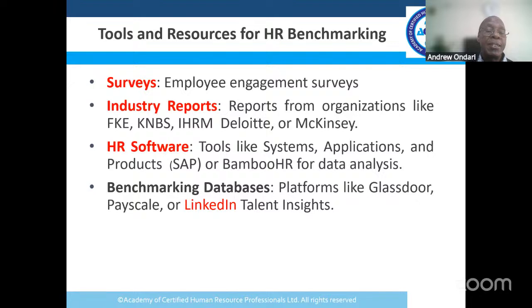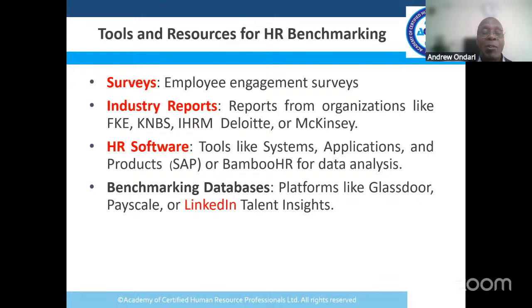The other one is Kenya National Bureau of Statistics, which keeps government data related to population, industries, and even industry reports, like the levels of unemployment or employment, redundancies, industries that are closing, and the reasons for that. So if we want to get reports about HR functions, we can go to the Kenya National Bureau of Statistics.